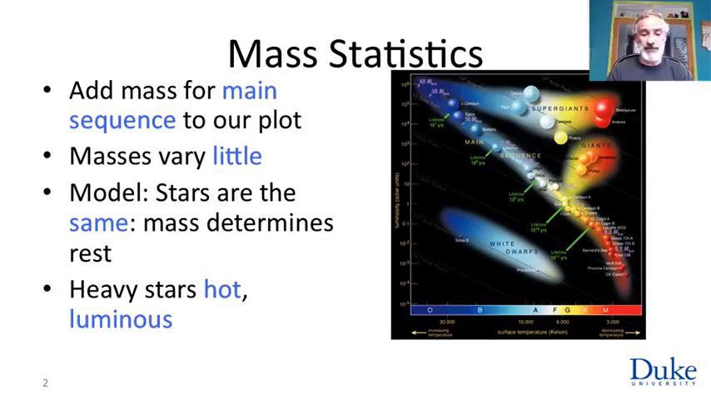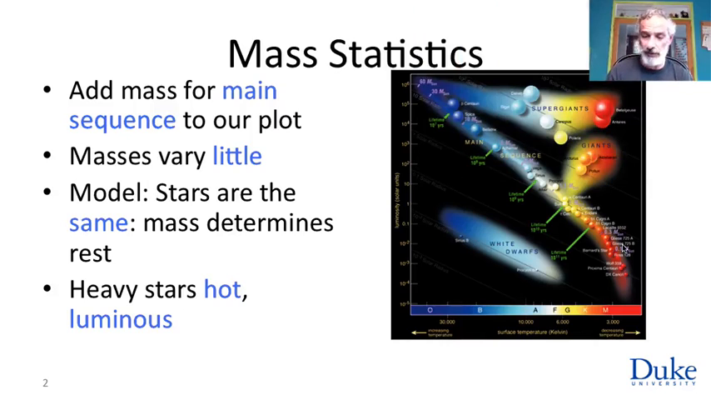Closely looking at the stars and making some measurements and thinking about it, we can actually measure the mass of stars. We're almost ready to start modeling, and we need to know: where do the masses of stars along the main sequence line up? And so we can add masses into our plot for the main sequence, and here's what we learn. Masses don't vary very much.